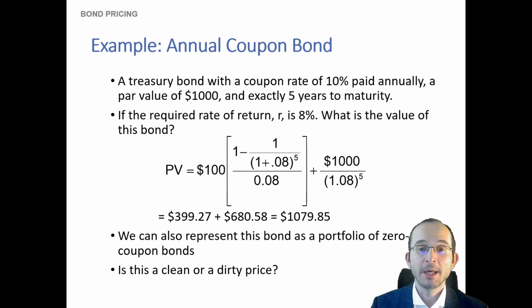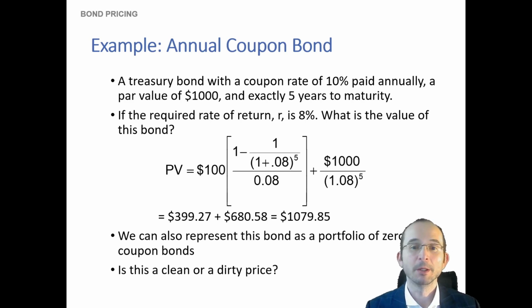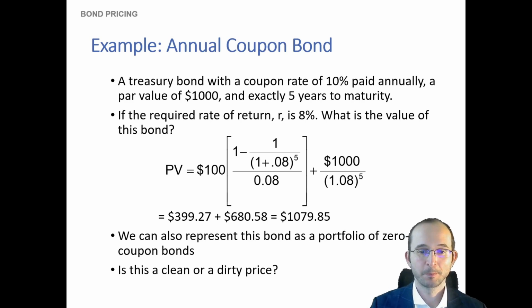Now, is this a clean or a dirty price? Well, in a way that's sort of a trick question, but the nice kind of trick question where there's no wrong answer. In the case of a bond that has just paid a coupon, the clean price is the dirty price because there's no accumulated interest. But in all other cases, of course, it will be different.